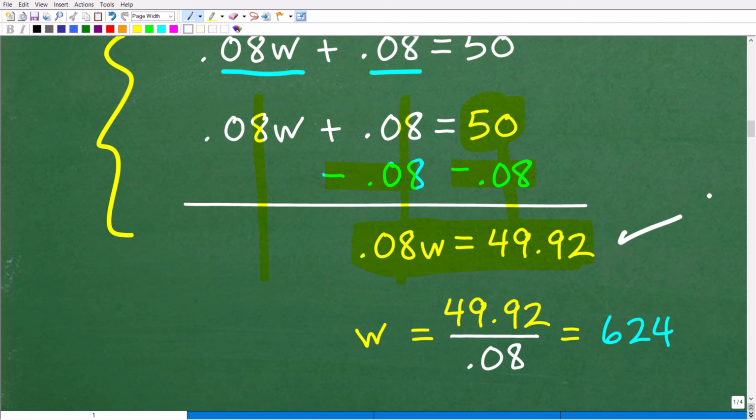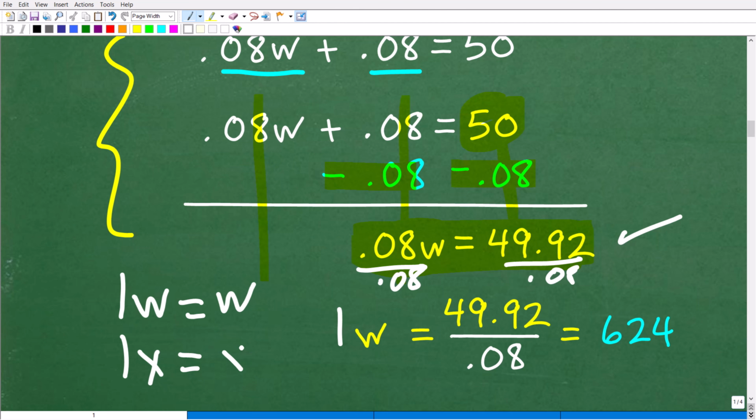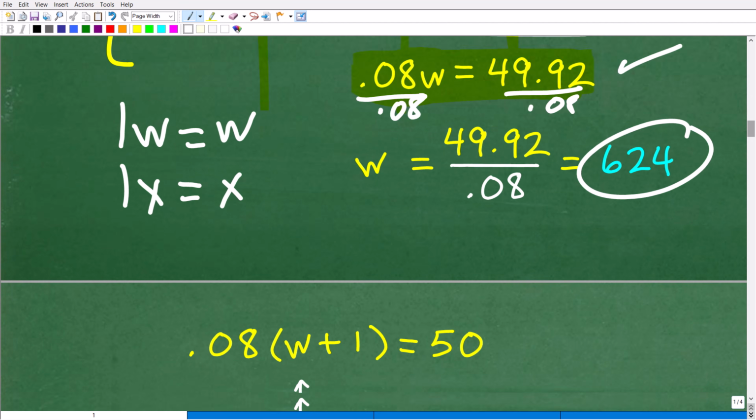All right, so now what we have to do is find what W is equal to. So to get to that, this is 0.08 times W. So what we're going to do is divide both sides of the equation by 0.08. Because 0.08 divided by 0.08, anything divided by itself is 1. So that's going to be 1w. And in algebra, a 1w or a 1x, we just simply write w or x. Okay, so w is going to be equal to 49.92 divided by 0.08, which of course is 624.